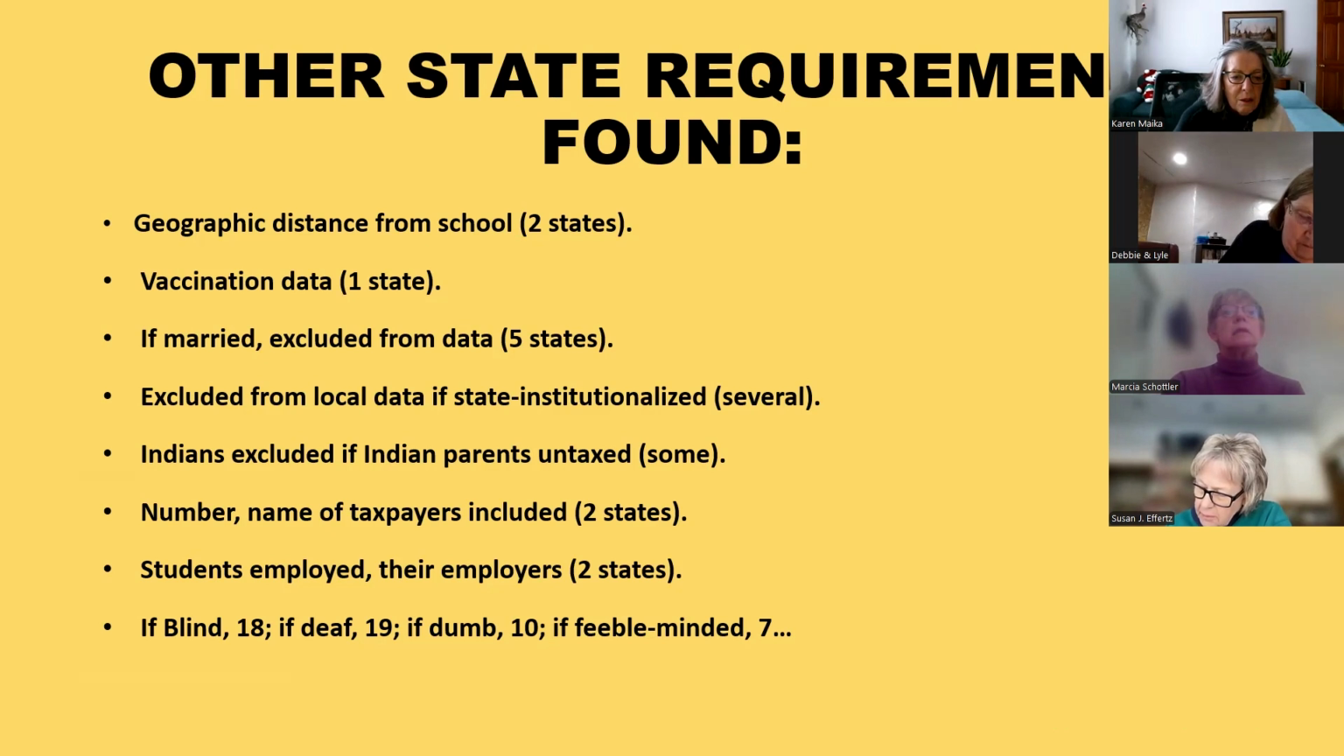And until 1923 in Montana, Indians were excluded if the Indian parents were untaxed. In 1923, they get citizenship, and that changes. Number and name of taxpayers, students employed, and their employers. Remember, in the U.S. censuses from 1870, we had been asking about blind, deaf, dumb, feeble-minded, and so on. And 7 of the states were still asking about that. If deaf, 19, primarily because they had schools. They wanted to get those kids to those deaf and dumb schools, deaf and blind.